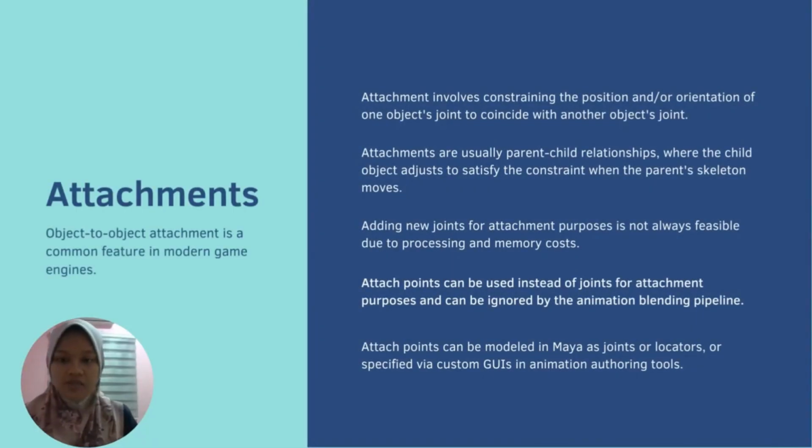And lastly is attachment. Attachment is when objects are attached together. So attachment involves constraining the position and/or orientation of the object's joints. Adding joints for attachment purposely is not always feasible due to processing and memory costs. So an attach point can be modeled in Maya as a joint or locator, or specified by a custom GUI in an animation authoring tool.